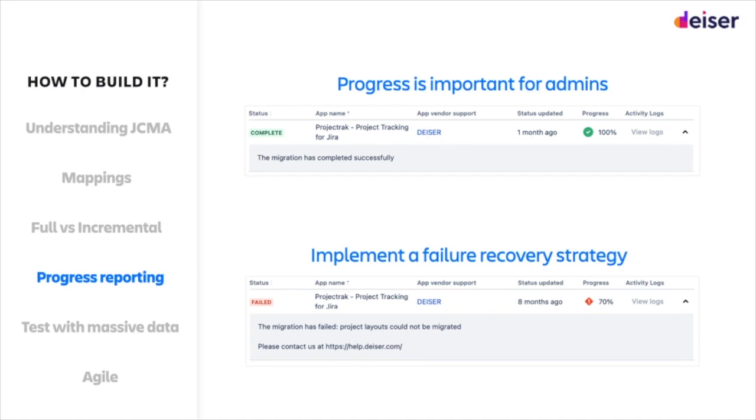On the other hand, you should implement a failure recovery strategy because problems may happen. This is especially important if you are trying to do an incremental migrator, because for a full migrator, it's almost there. If there's any problem, you can rerun the migration and everything is going to be recreated.